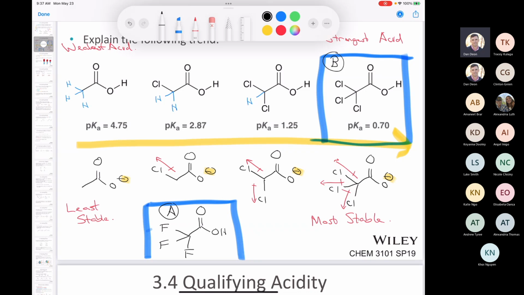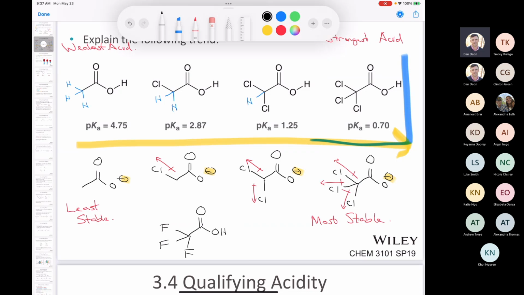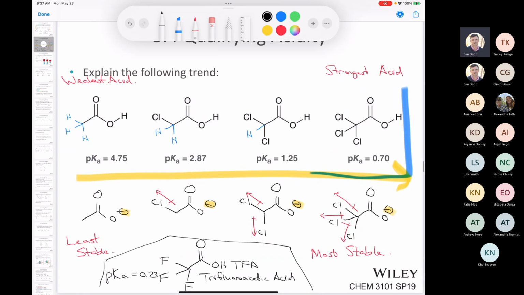Yeah, it's going to be A. Why would it be A? Because A has 3 fluorines, and fluorine is even more electronegative than chlorine. So its electron withdrawing effect is even stronger, even more pronounced. And if you look at the pKa of this compound, this is called TFA, trifluoroacetic acid. It has a pKa that's equal to 0.23. Kind of cool, huh? There you go, higher electronegativity. Exactly, Angel, perfect. There we go.